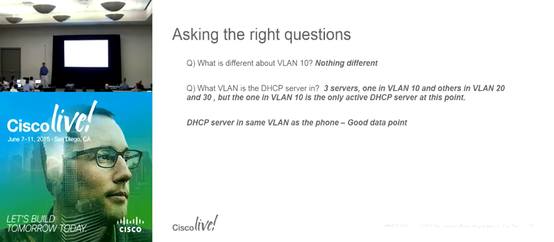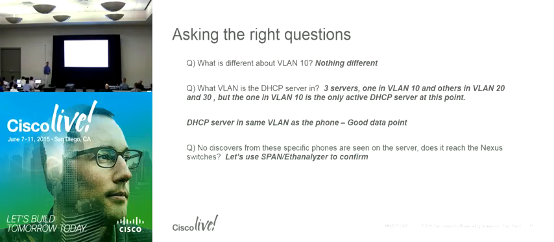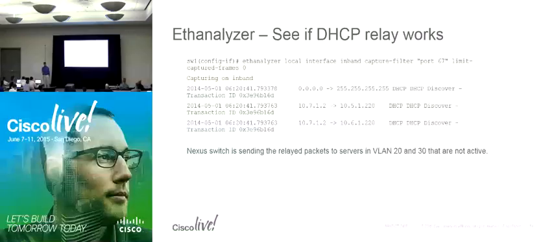And what do you do next? Is the packet even coming to the Nexus switch? I know it's not making it to the DHCP server, but is the Nexus getting these discover packets? You can check that using Ethanalyzer, because it's a broadcast and you have an SVI, so it should be punted.